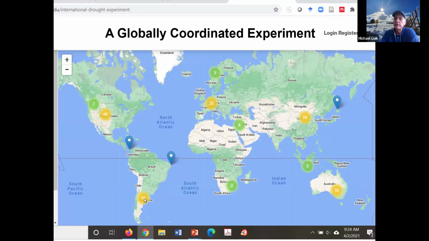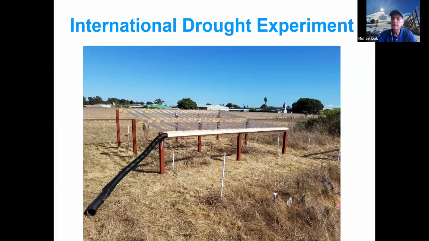There's a person in South America who did a great job to get a lot of sites established down there. A number of sites, a large number in China, some in Australia, and of course, not enough in places like Africa and Southeast Asia. So in any case, we had 100 sites that went into an analysis.